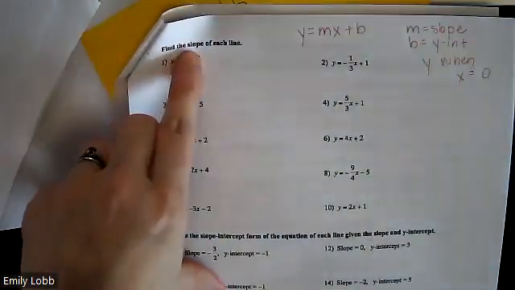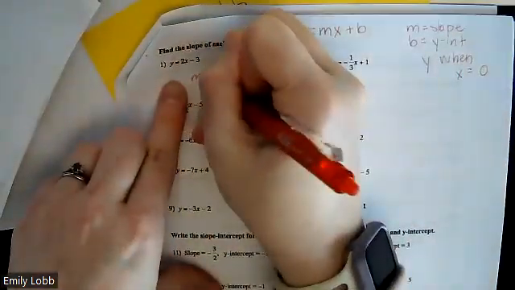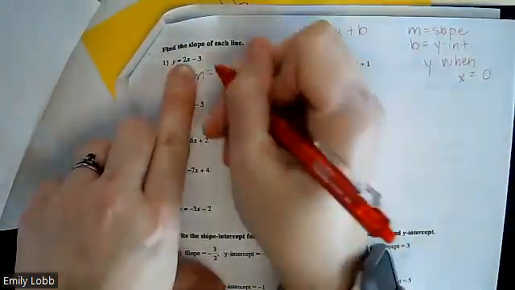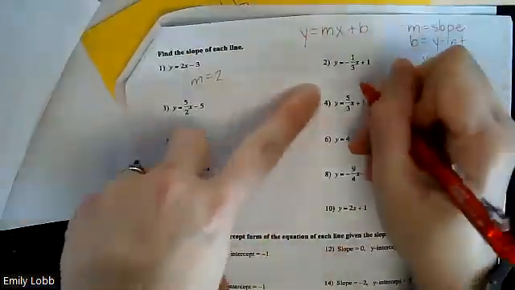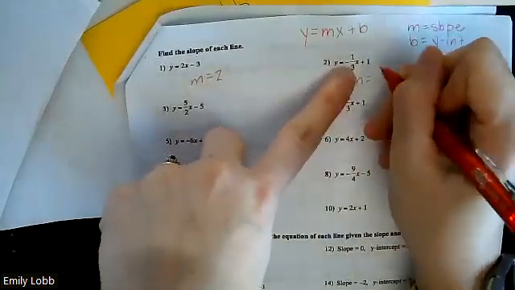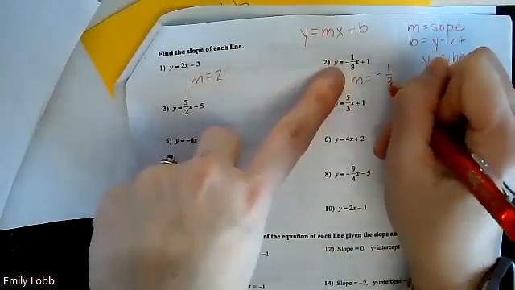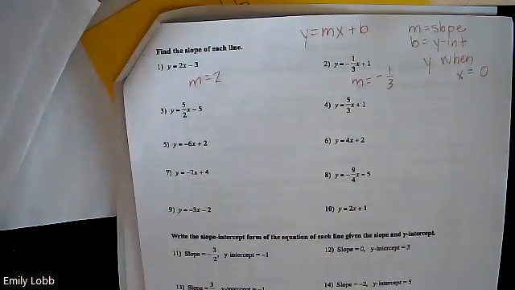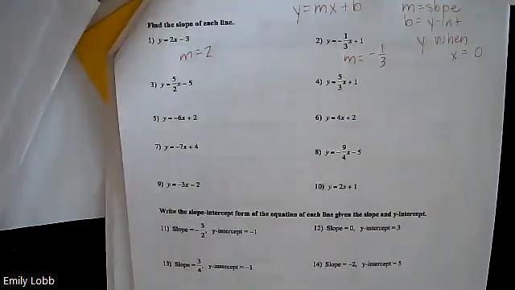But the first one, you're just looking for our slope. So what does m equal here, right? 2. What does m equal here, right? -1/3. So keep going through that. You've got pages 11 and 12. You've got plenty of time to do those.